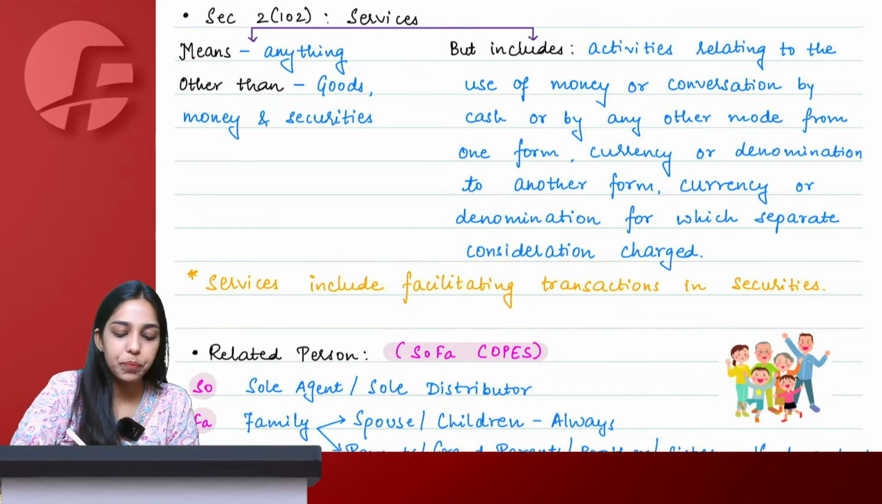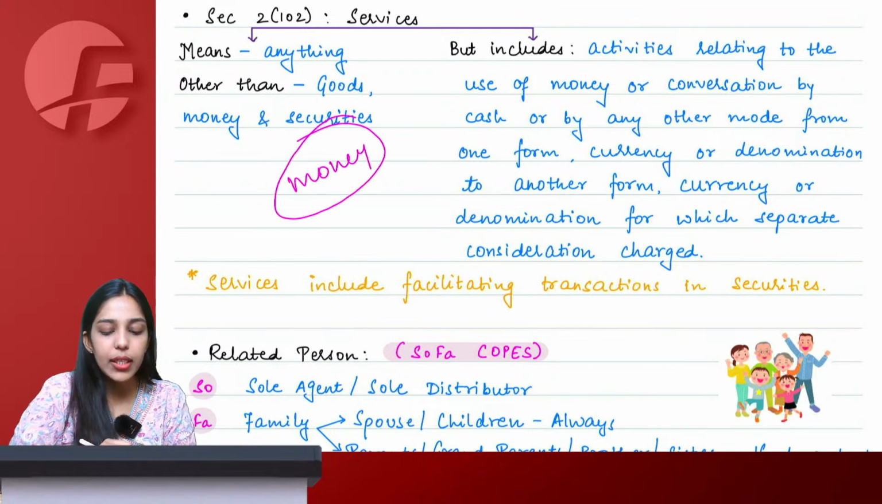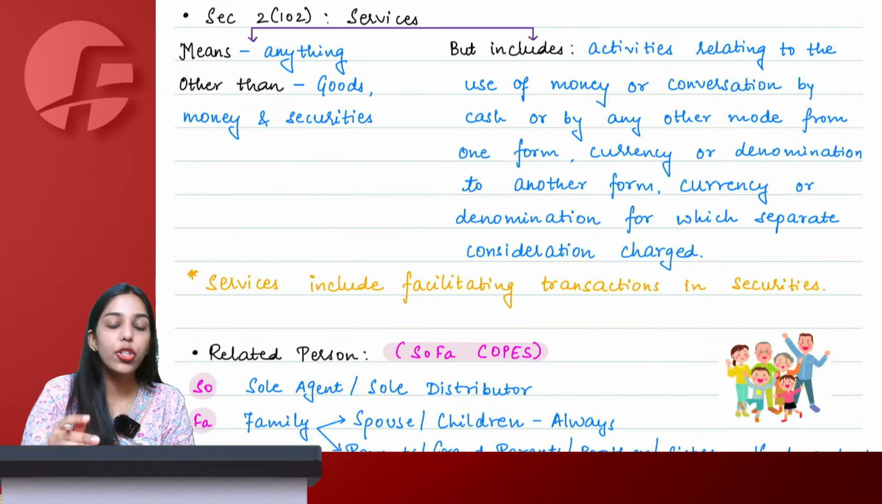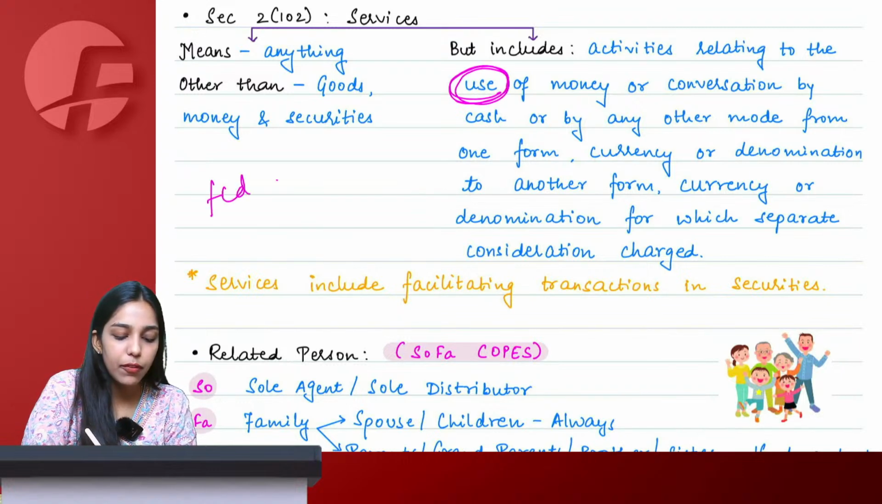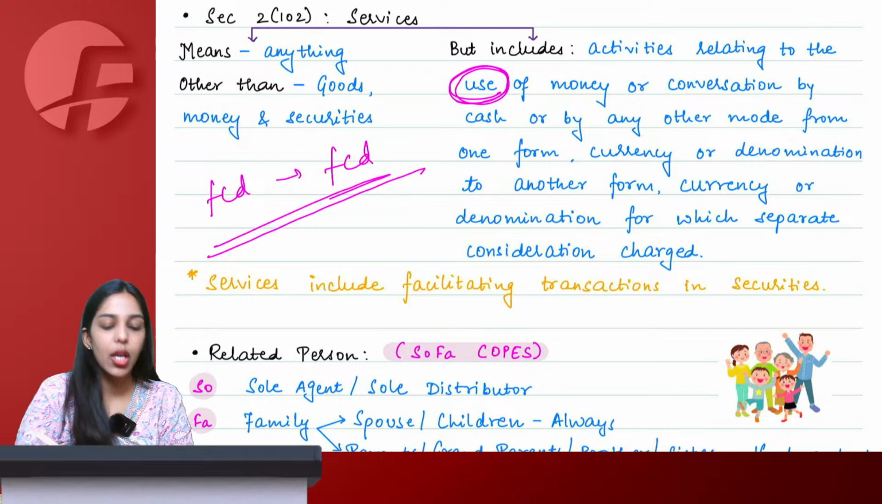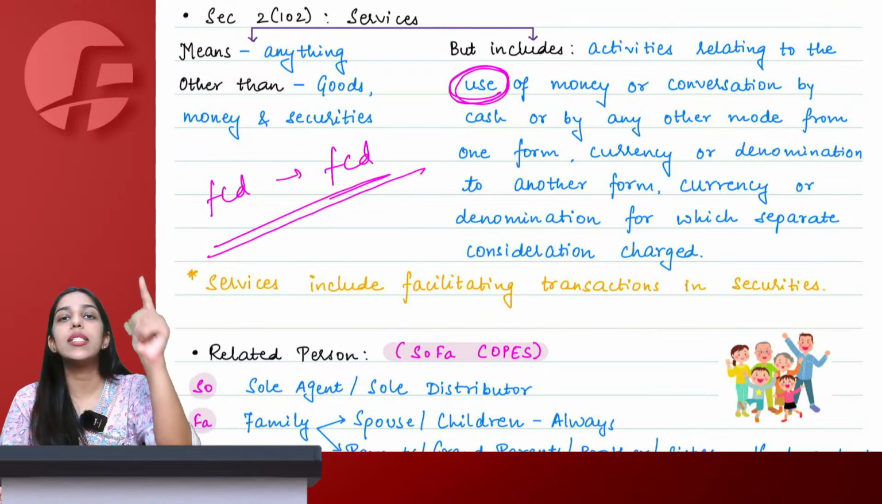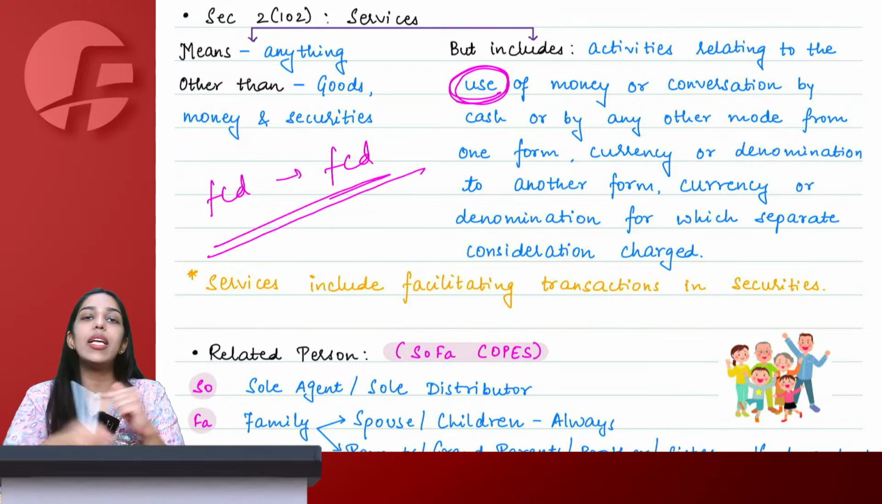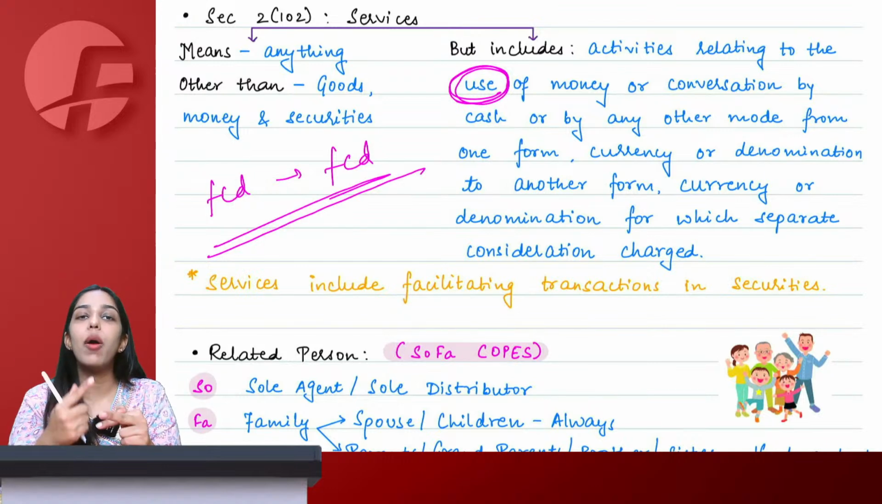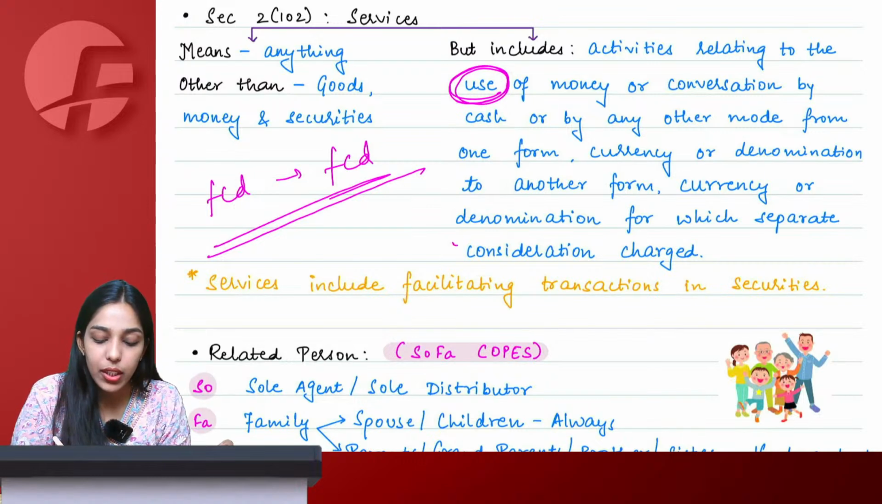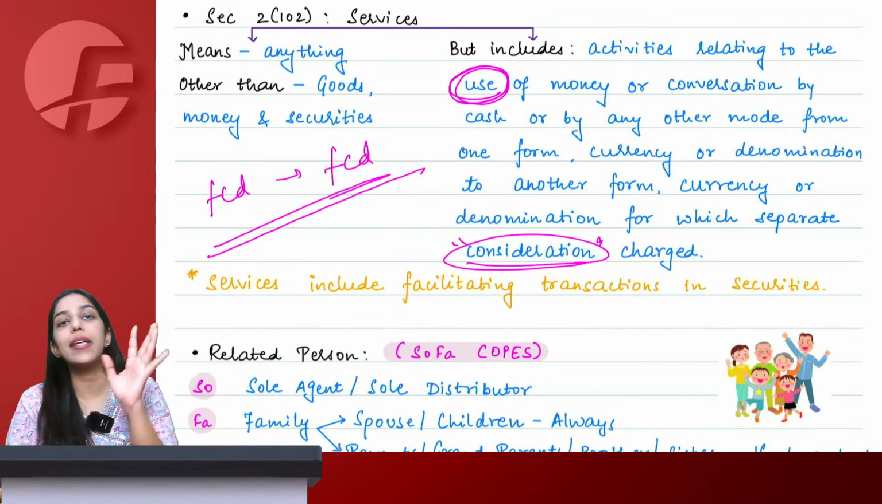Then money in itself is not a service, but use of money is. Let's say I am converting money from one form currency denomination to another form currency denomination, for which a consideration is charged. Then that is a service.